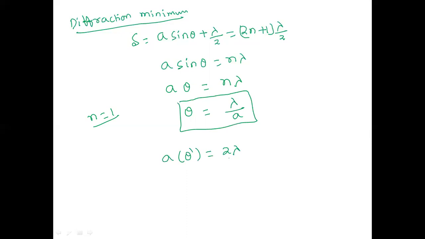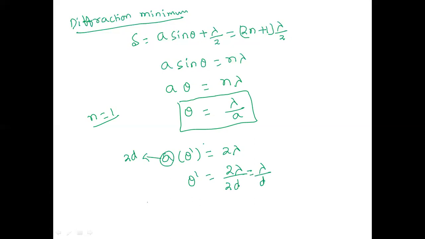Now here, whenever it is 2 lambda, the slit width will be different. That means the slit width becomes 2D. That is theta dash equal to 2 lambda by 2D, that is nothing but lambda by D.